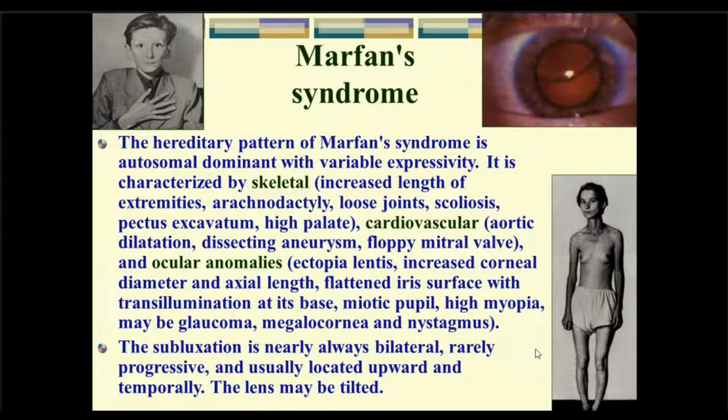In Marfan syndrome, very often we can see ectopia lentis, increased corneal diameter, and increased size of the eye. We can see a flattened iris surface, a small myotic pupil, high myopia, maybe glaucoma, megalocornea, and nystagmus, and of course opacity of the lens, but also not just opacity, but dislocation of the lens.